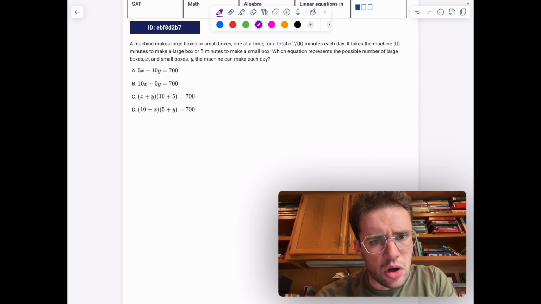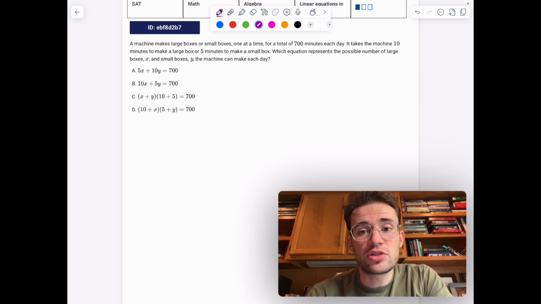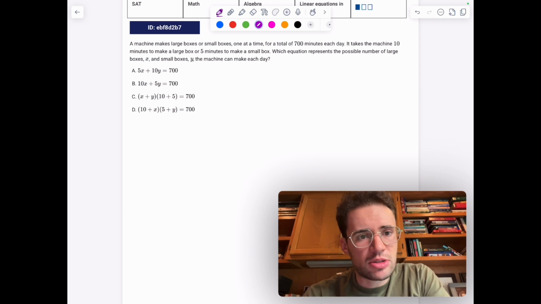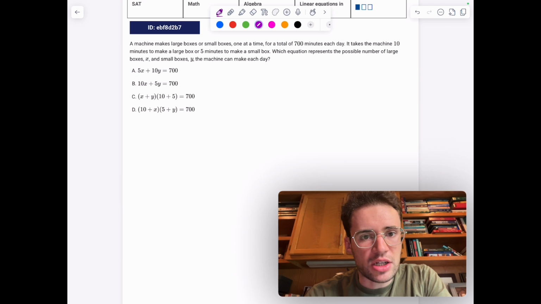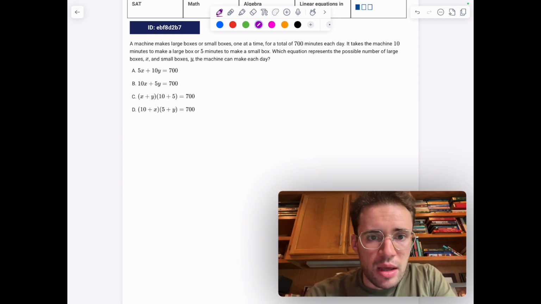A machine makes large boxes or small boxes, one at a time, for a total of 700 minutes each day. It takes the machine 10 minutes to make a large box or 5 minutes to make a small box. Which equation represents the possible number of large boxes x and small boxes y the machine can make each day?